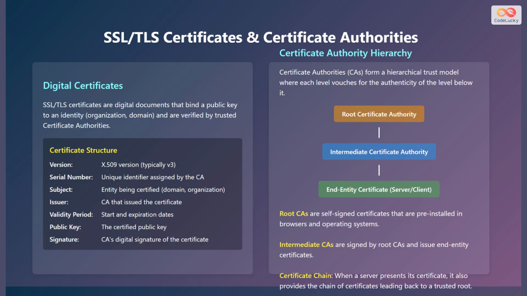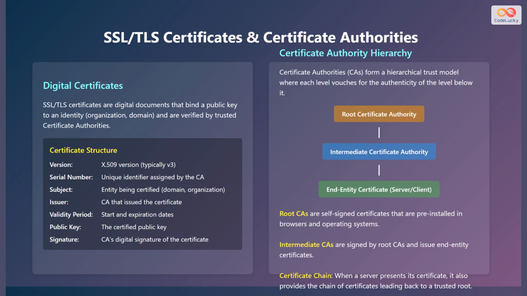of the certificate. Certificate authorities form a hierarchical trust model, where each level vouches for the authenticity of the level below it. At the top, we have the root certificate authority, then an intermediate certificate authority, and finally, the end entity certificate, which is the server or client certificate.